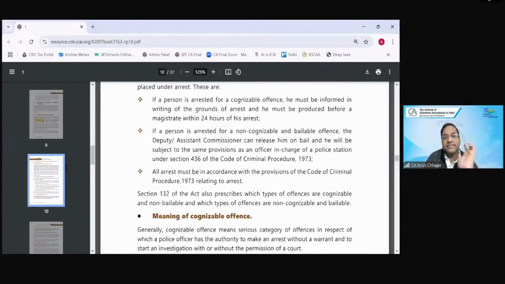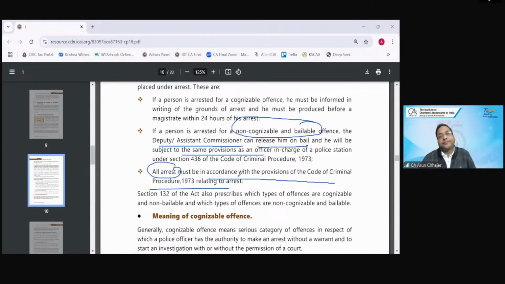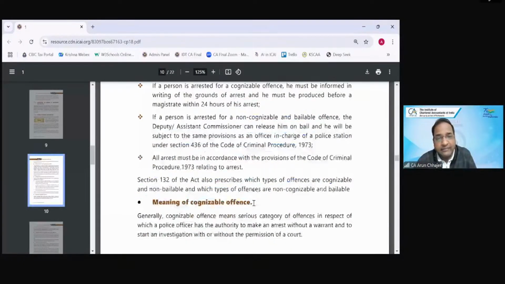ठीक है? If a person is arrested for a non-cognizable and bailable offense, the deputy commissioner or assistant commissioner can release him on bail, and he will be subject to the same provision as officer in charge of a police station. मतलब वो असिस्टेंट कमिश्नर, वो डिप्टी कमिश्नर मान लिया जाएगा कि वो ऑफिसर इंचार्ज है। All arrests must be in accordance with the provisions of the Code of Criminal Procedure relating to arrest. Section 132 also prescribes which type of offense are cognizable and non-bailable and which type of offense are non-cognizable and bailable. तो वो हम section 132 जब read करेंगे then we will discuss.